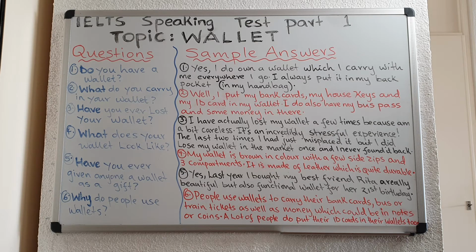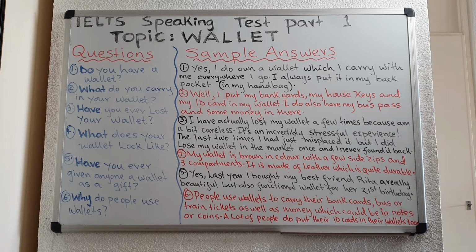So I identified all the things that I put in my wallet there. That is my bank card, my house keys, my ID card, my bus pass, and some money. Let's move on to question 3. Have you ever lost your wallet?